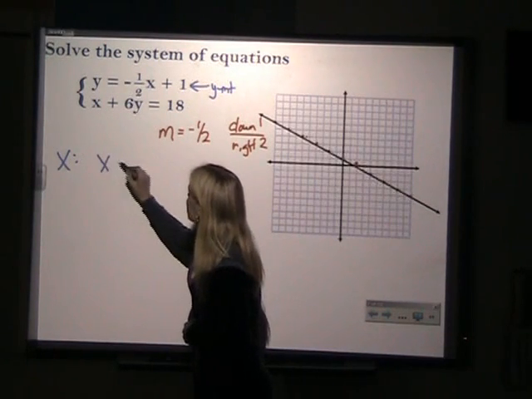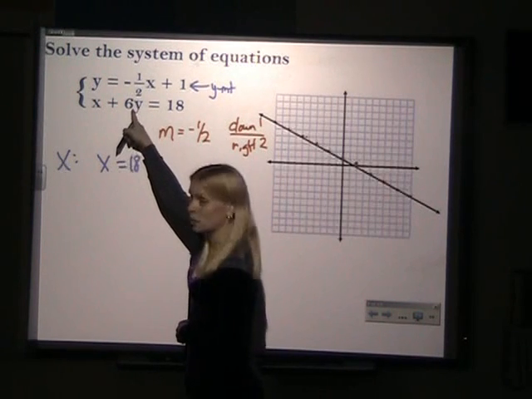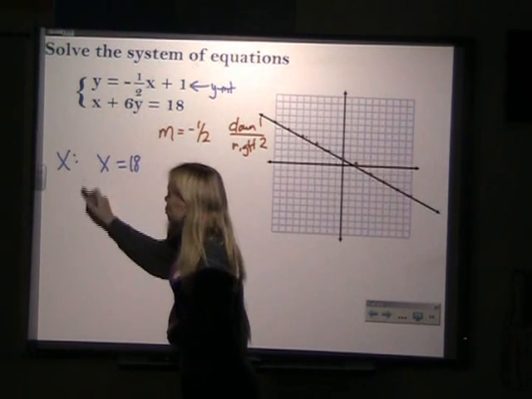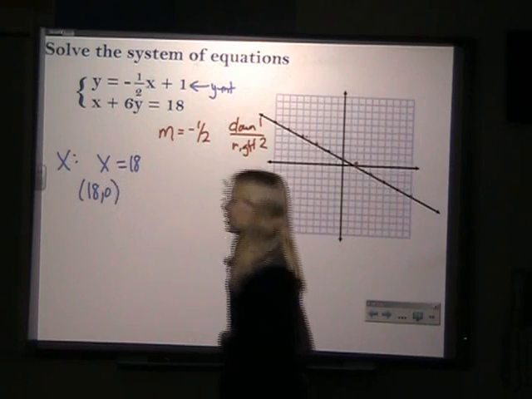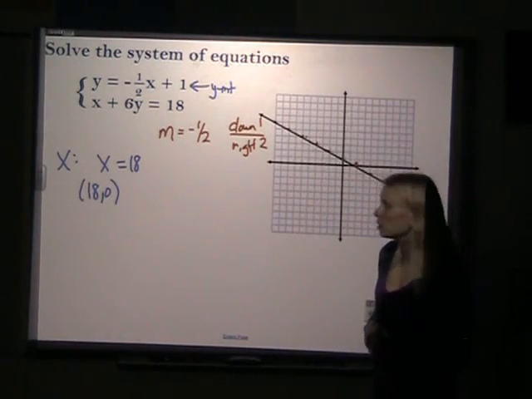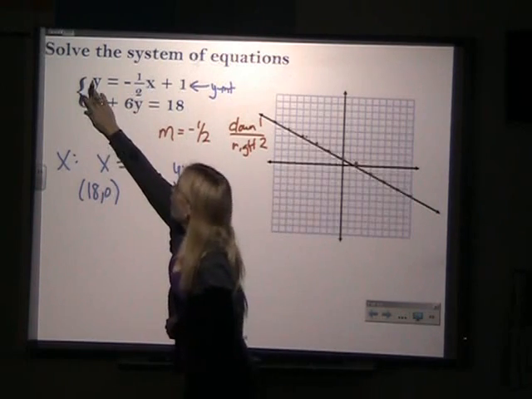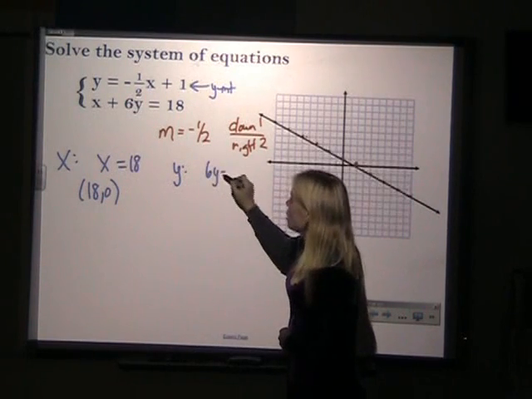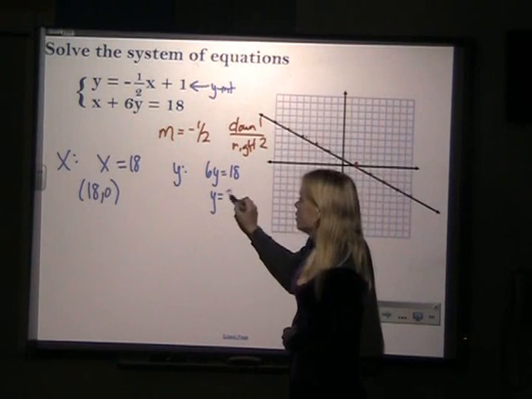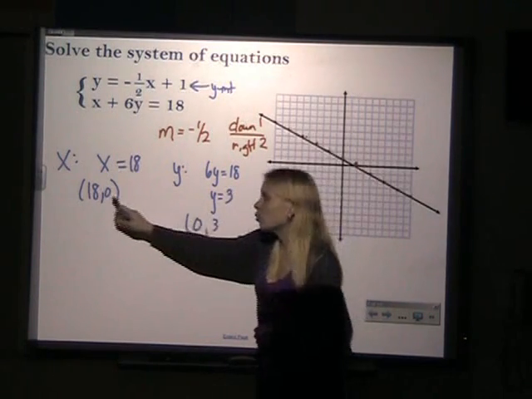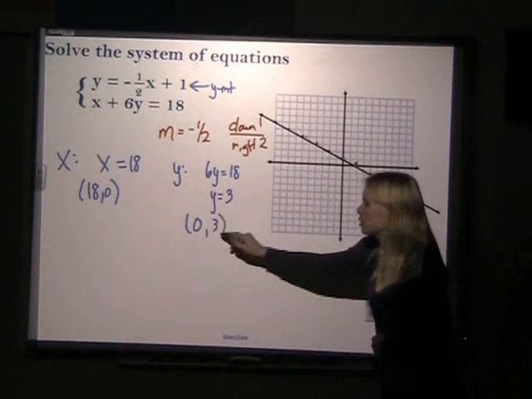So x equals 18, because this is going to be 0. So that's 18, 0. And I'm going to get to what I would do on my graph here in a second. My y-intercept, I'm going to put 0 in for x. So 6y equals 18, so y is 3. I can't graph this one, but I can graph 0, 3.